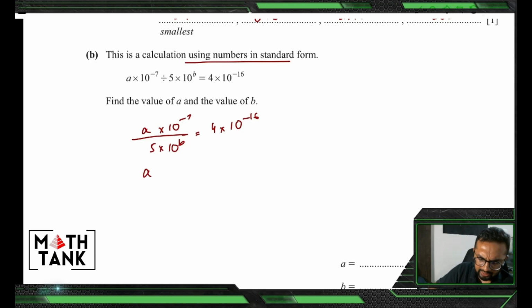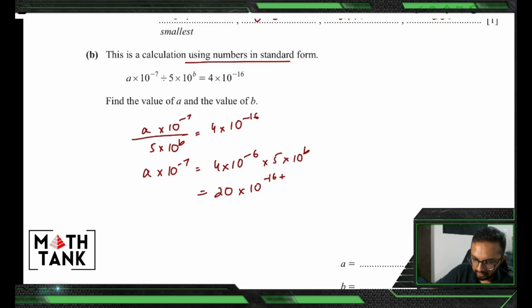So let's try to do this. What if I multiply this across 4 into 10 power minus 16? I think that should make my calculations a little easier. Now 4 into 5 gives me 20, 10 power minus 16 plus b. So that looked relatively simple, but you see a cannot be 20. Why? Because that's not in standard form. So in order to make that into standard form, I'm going to add a power. So that makes it 2 into 10 power minus 15 plus b. Now this is in standard form.